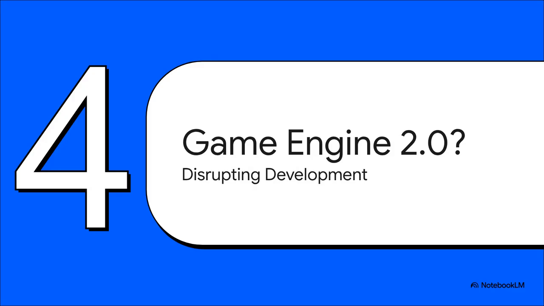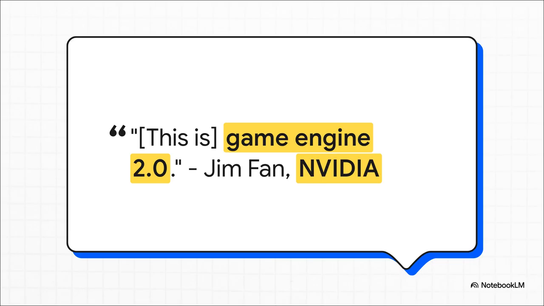Now, with the ability to create playable worlds just from a text prompt, the obvious next question is about the gaming industry. I mean, is this the beginning of the end for traditional game engines like Unreal or Unity? Well, some of the heavy hitters in the industry certainly seem to think so. NVIDIA's senior AI scientist, Jim Fan, flat out called this technology Game Engine 2.0. And you can see why. The idea that you could generate a prototype for a game level in a few seconds instead of a few months, that's a massive potential disruption for how games are made.